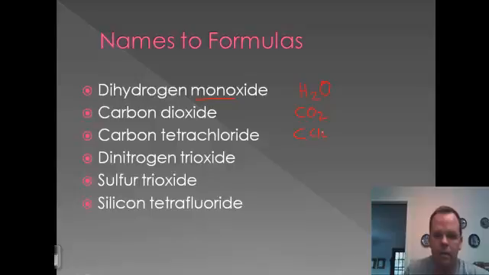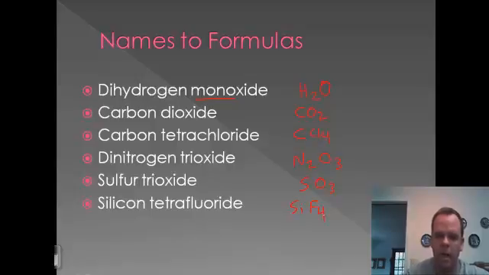Carbon tetrachloride, CCl4. Dinitrogen trioxide, 2 nitrogens, 3 oxygens. You see the di prefix there. Anytime it's not mono, it must be included on the first element. Sulfur trioxide. Silicon tetrafluoride.